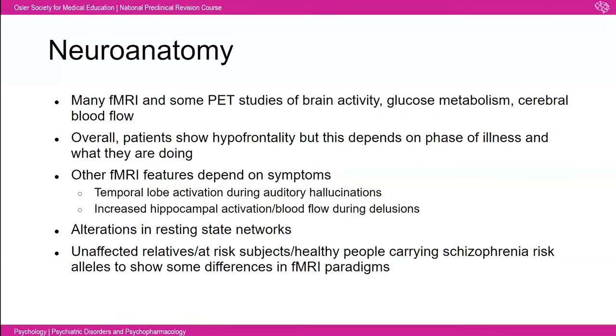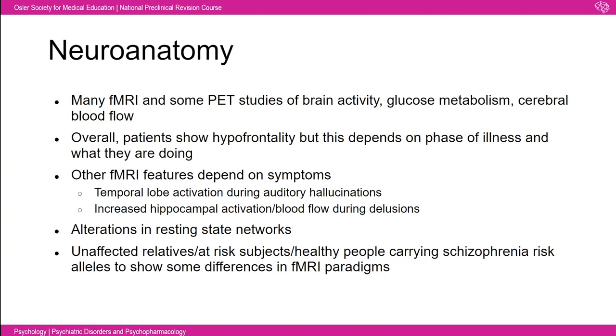So the neuroanatomy. There are lots of fMRI and PET studies done on people with schizophrenia, which look at glucose metabolism and cerebral blood flow. Cerebral blood flow is obviously fMRI, and glucose metabolism is PET scans. Overall, there's hypofrontality, so there's not enough activation in the frontal lobes, but it depends on the phase of illness someone's in. So this changes as they're having a particularly bad time. They'll have more hypofrontality, and when they're actually living life relatively regularly, they will have normal or near normal activation.